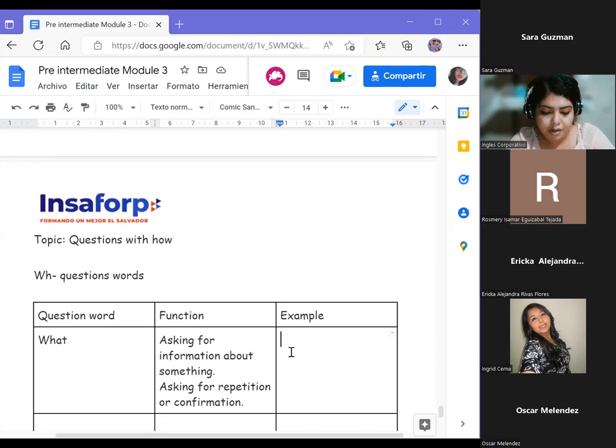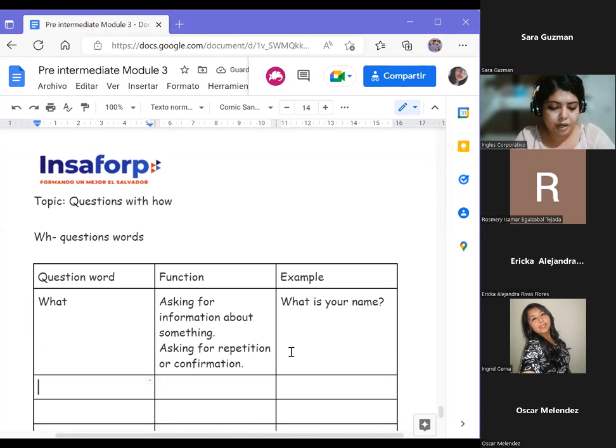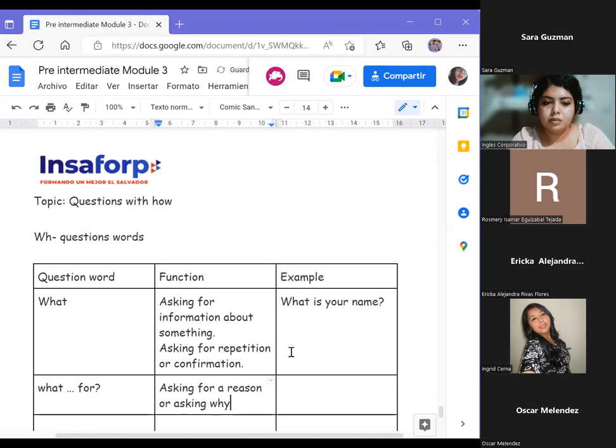In this example, we have, what is your name? That is a very common question. Then we have, what for? And in this case, we are going to use it because we need to ask for a reason, or asking why. And we have the example: what did you do that for?